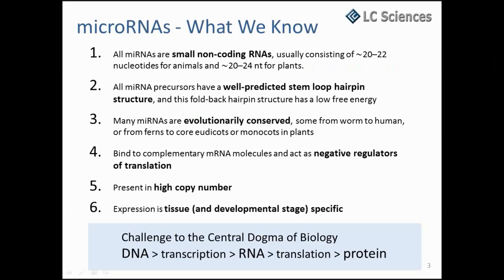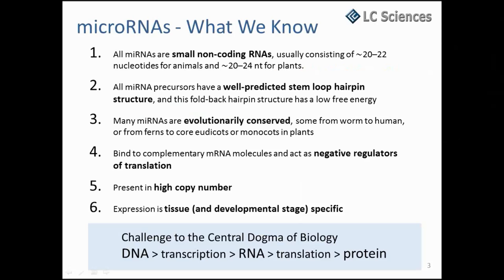So what do we know about microRNA? We already know all microRNAs are small non-coding RNAs. They consist of 20 to 22 nucleotides for animals and 20 to 24 nucleotides, a little bit longer, for plants. And we also know there are some other small non-coding RNAs, for example, piRNAs. All microRNA precursors have a well-predicted stem-loop hairpin structure. And this helps us to do the novel prediction of microRNA based on our sequencing data.